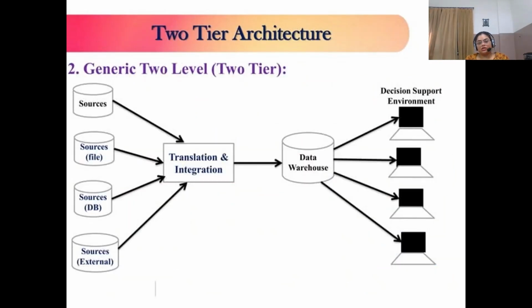This is the two-tier architecture. Here you will find some of the sources. The sources can be external sources, sources from a database, sources from files, sources from internally. Then you collect all the data from these sources, and the translation and integration can be done. After the translation, formatting, and integration, the data warehouse gives all the data to the decision support environment so that they can help in making decisions.